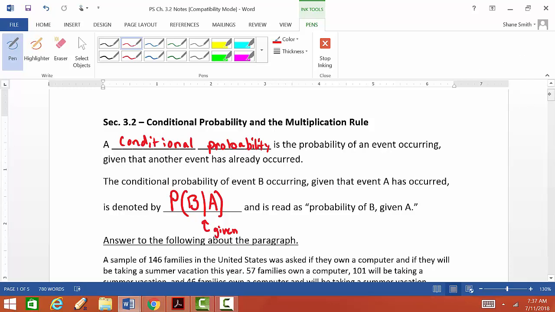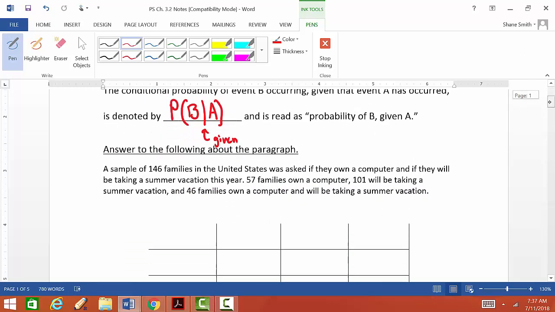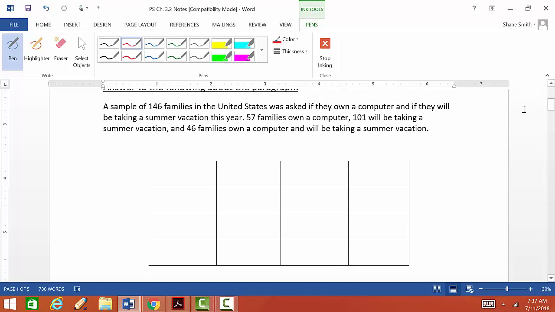So we're going to find some conditional probabilities from what we call a two-way table. In this problem, a sample of 146 families in the United States was asked if they own a computer and if they will be taking a summer vacation this year. 57 families own a computer, 101 will be taking a summer vacation, and 46 families own a computer and will be taking a summer vacation.